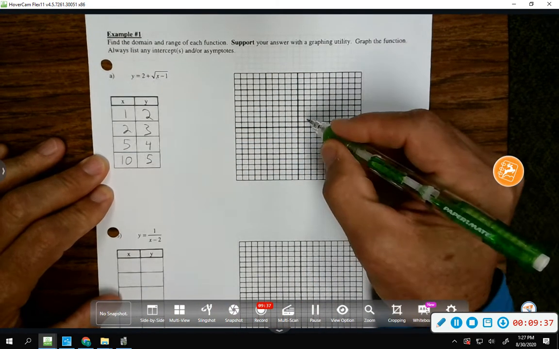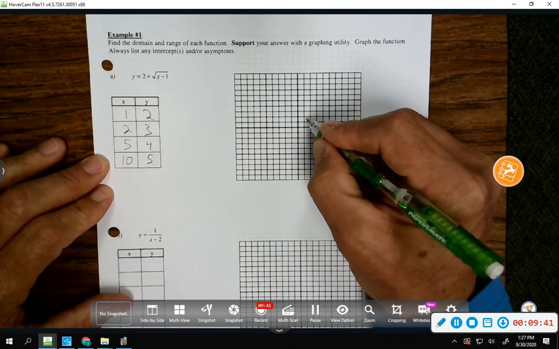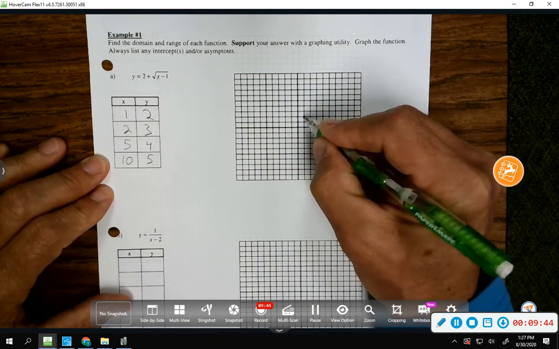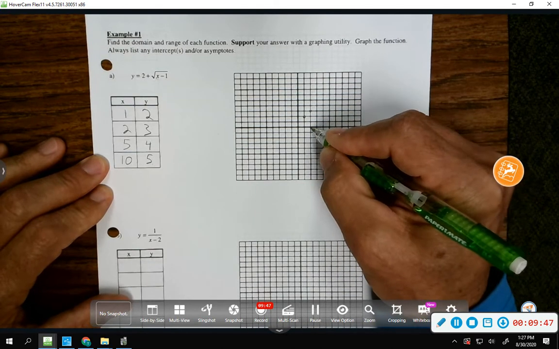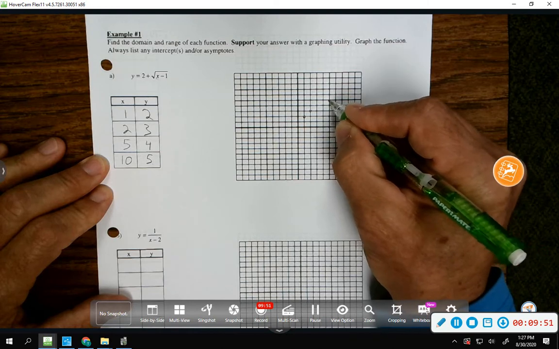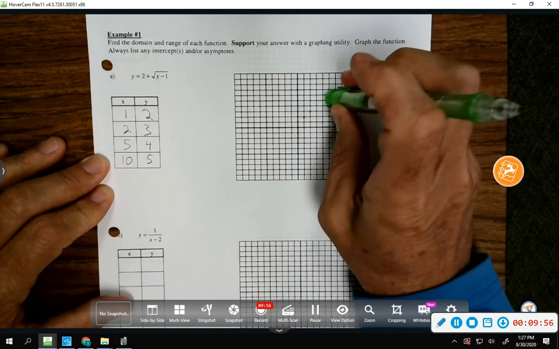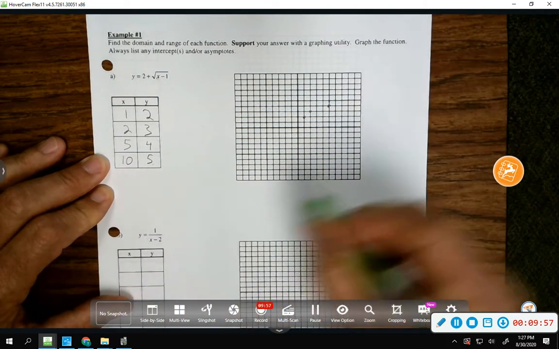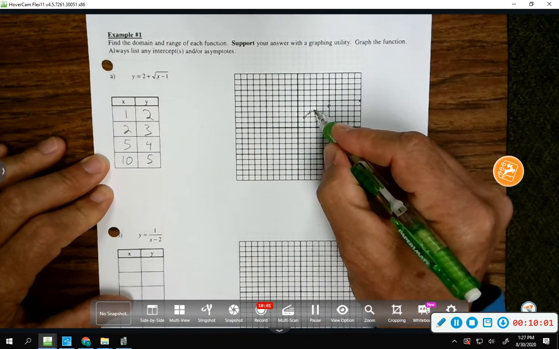So if I plot these points: 1, 2. If I go to the right 1, up 2. If I go to the right 2, up 3. If I go to the right 5, up 4. And if I go to the right 10, I'm going up 5. And I connect those.